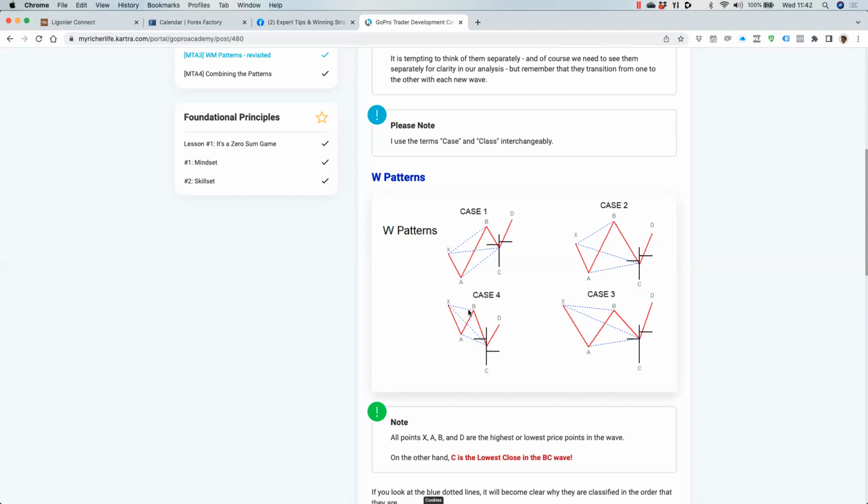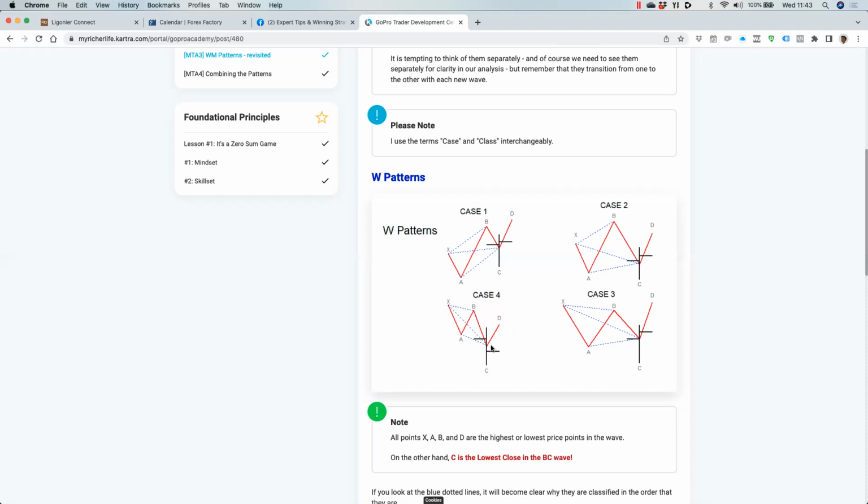Okay, so B is now also still, as it was with class 3, below X. And of course, it would always be above A because that's a bullish wave. But now C, unlike all of these other patterns, C close is in fact now below A. A being the actual lowest price point, so it would be the bottom of the candle or bar. The lowest point between X and B is point A. So you need to get a lower close on C, C's close below A, with a lower B as well. And then you have a class 4 pattern.